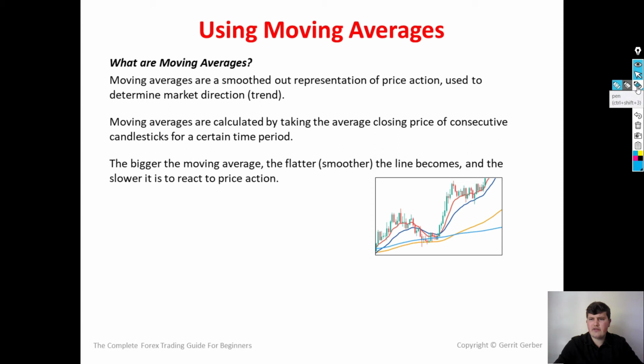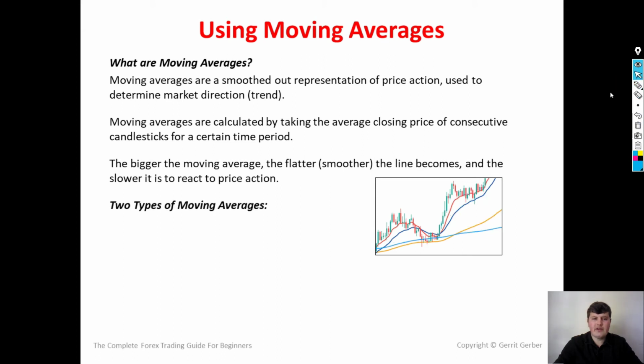And as you can see over here in this picture, the red line is the smallest moving average, and it is followed by a bigger moving average, and then the blue line is the biggest moving average. So as you can see, the blue line is the smoothest of all of these moving averages, and all of these moving averages indicate an uptrend.